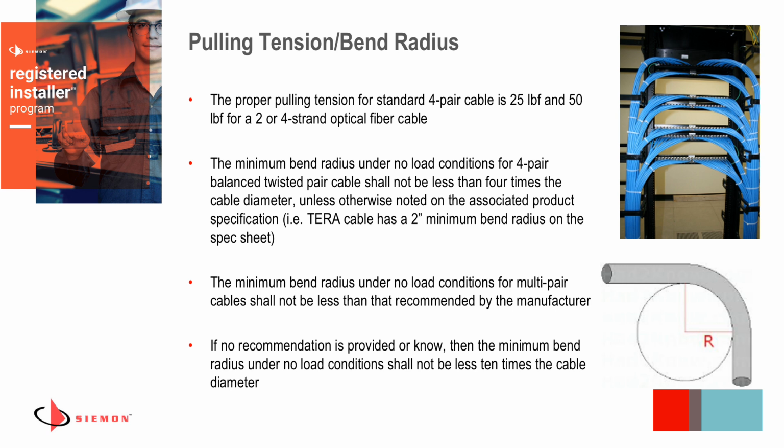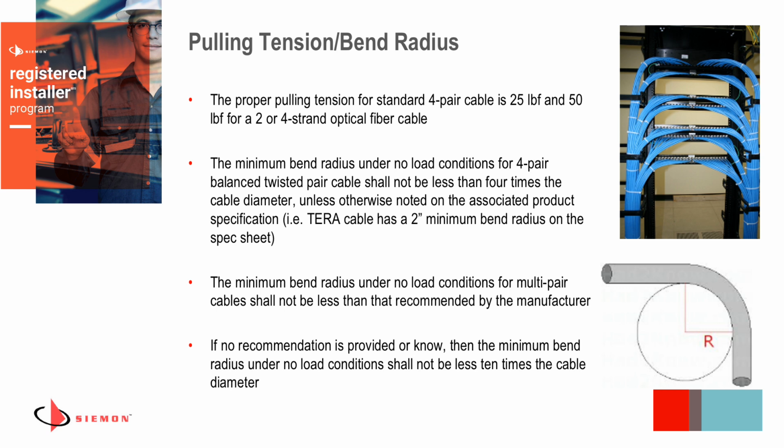As it relates to pulling tension, for a standard 4-pair cable, that's about 25 foot-pounds, and 50 foot-pounds for a 2 or 4-strand optical fiber cable. It's important to know what the pulling tension is for those cables. You're usually going to find them on product spec sheets, to ensure those cable tensions are not exceeded, which can cause the conductors to stretch on fiber as well as copper cables.